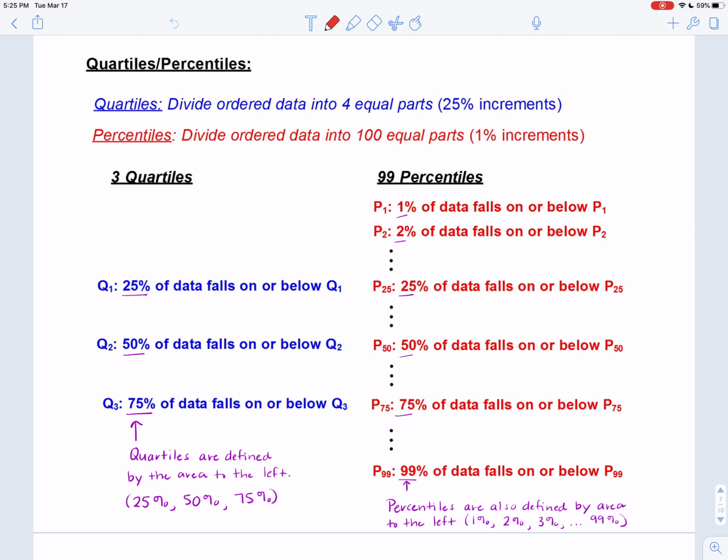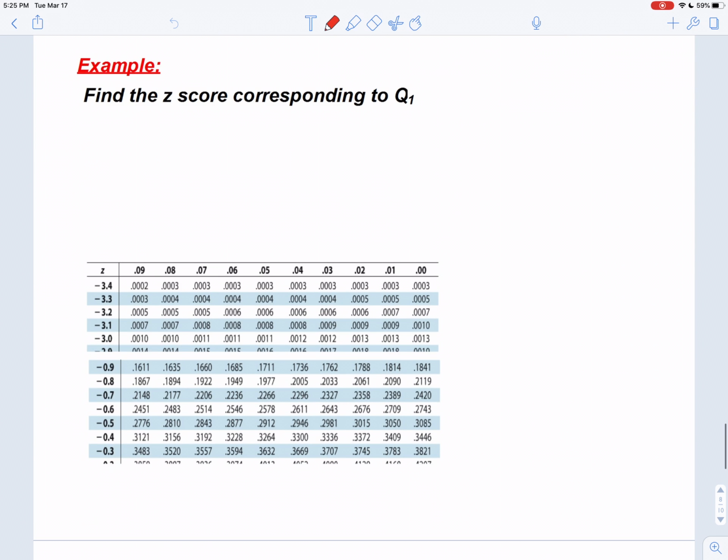Percentiles work very similar to this in that they do give you the area to the left, but instead of moving in quarters, they move in 1% increments. So very simply, if you're looking at a percentile, it is giving you the corresponding area to the left just as a percentage. So let's look at a quartile example.